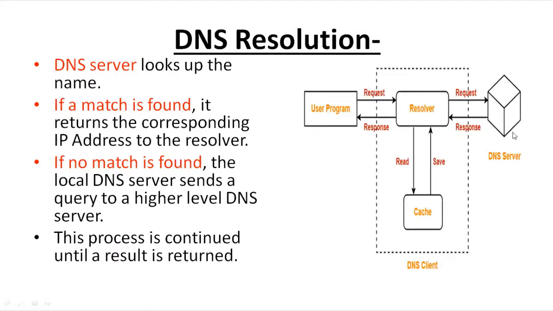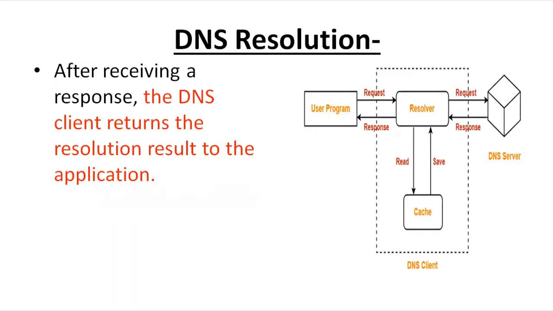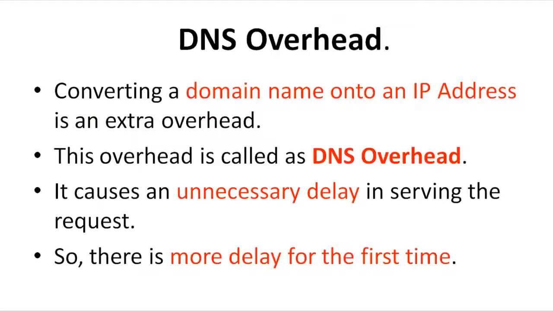The DNS server does the same thing: it identifies a match for google.com. If there is a match, it sends a reply to the resolver. If there is no match, it goes to the higher level DNS server, then the next higher level DNS server. This process continues until the result is returned. After receiving the response, the DNS client returns the resolution result to the application. That is the simple information about the DNS resolver.